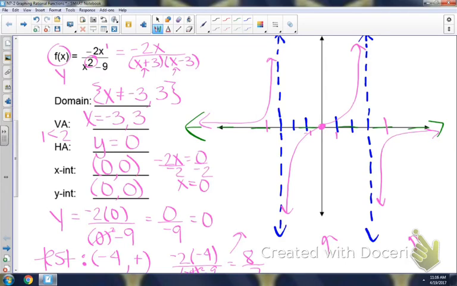So if there's 2 vertical asymptotes, you should have 3 parts to your graph: left side, middle, and right side. If there's only 1 vertical asymptote, you'll only have 2 parts: left side, right side.